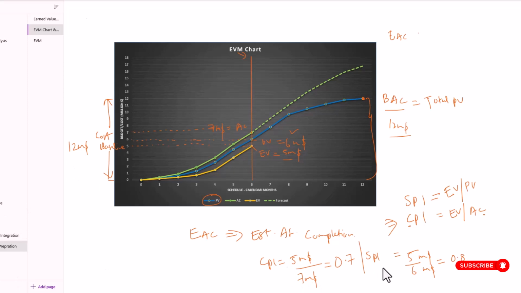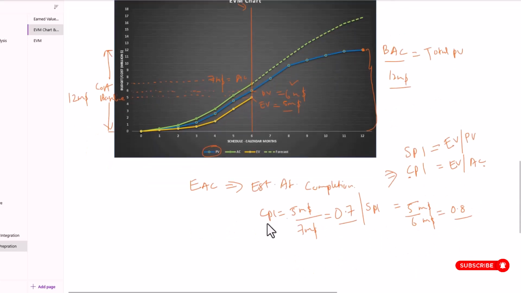Okay, now I have calculated the numbers and found CPI value is equal to 0.7 and SPI value is equal to 0.8. This means this project is neither doing well in terms of schedule nor doing well in terms of cost. Both are bad. Now I need this value, CPI value, to calculate EAC.